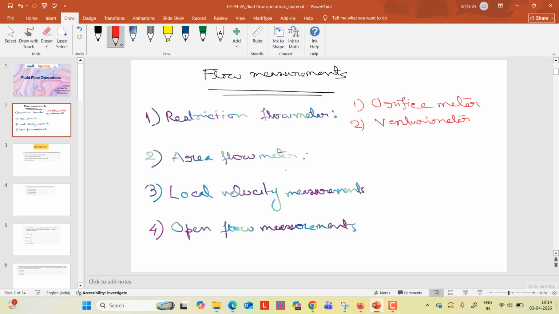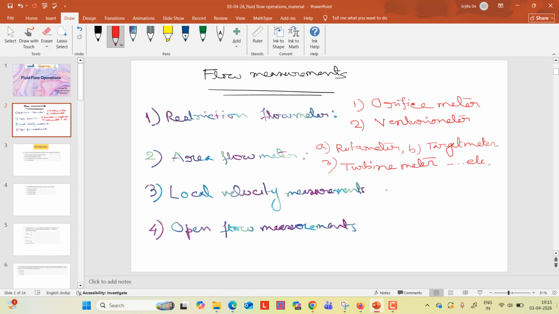In area flow meter, there are many. Some of them can be, first, the rotameter. Second one is the target meter. Third one is the turbine meter. And there are many more. Okay.